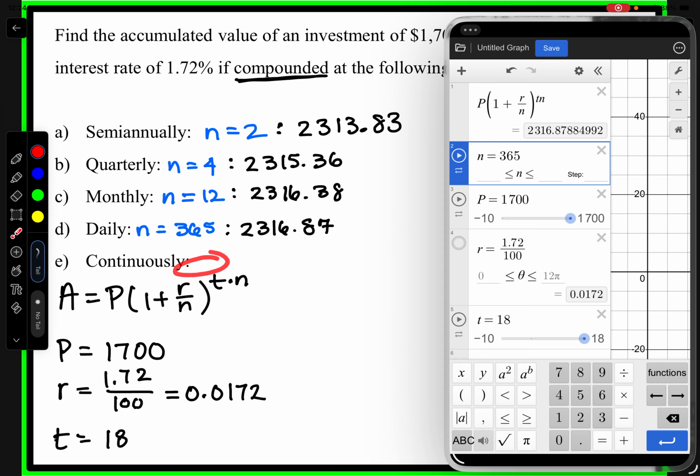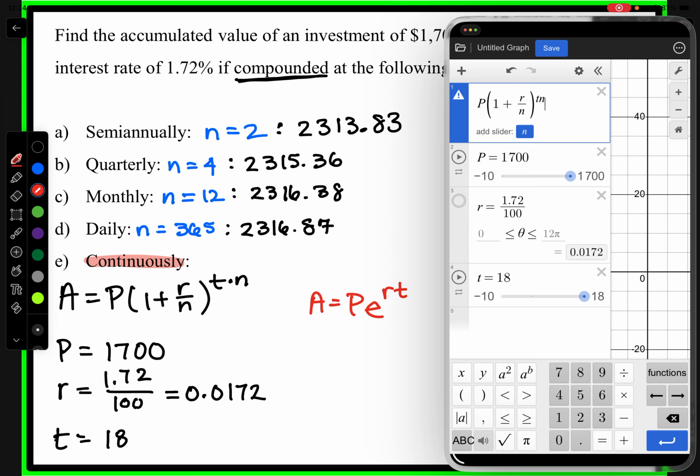So continuously, you have to get something really, really close as well. Continuously means that the value of n is going to be infinite. And obviously, I can't write the value infinite for the value of n. So I need to use the appropriate formula. Continuous means I need to use this formula: A is equal to P times E to the R T power. So there's not going to be any n value.